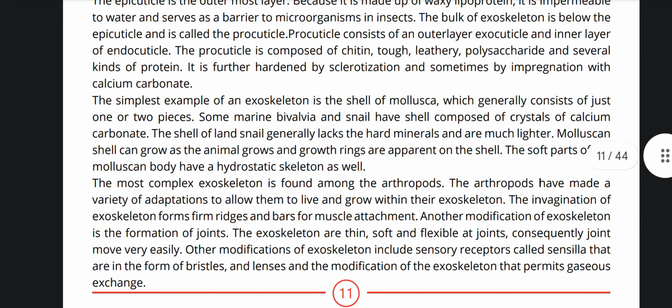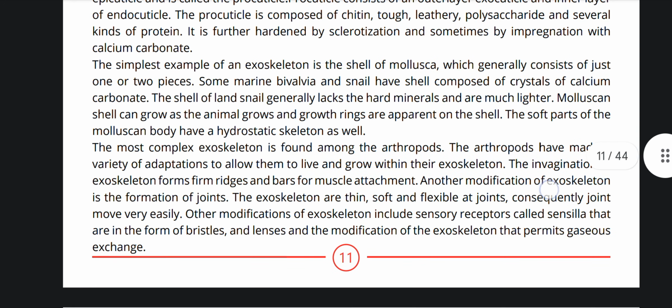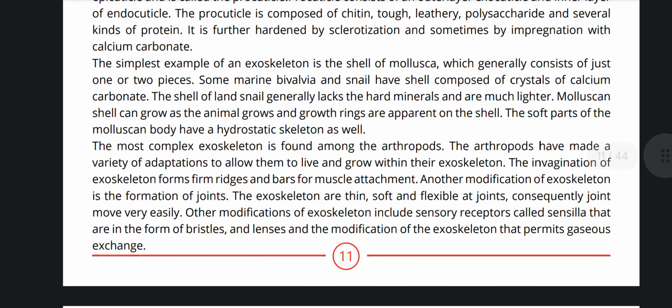The bulk of exoskeleton is below the epicuticle and is called the procuticle. Procuticle consists of an outer layer, exocuticle, and inner layer, endocuticle. The procuticle is composed of chitin, tough, leathery polysaccharide, and several kinds of protein, and further hardened by sclerotization and sometimes by impregnation with calcium carbonate.